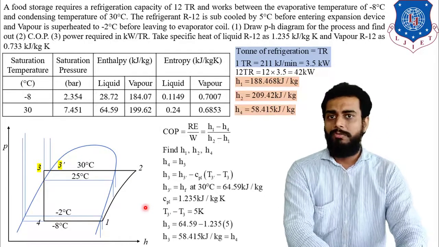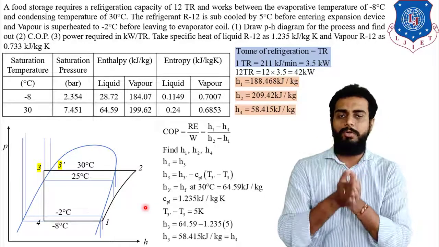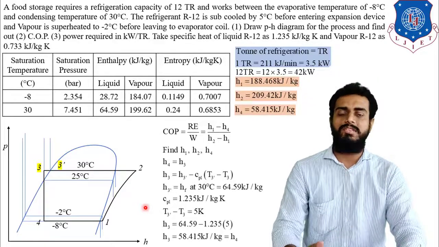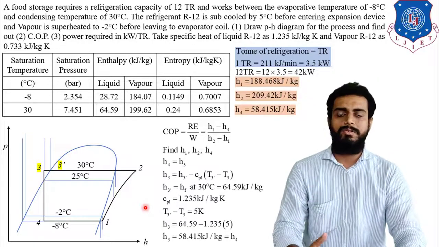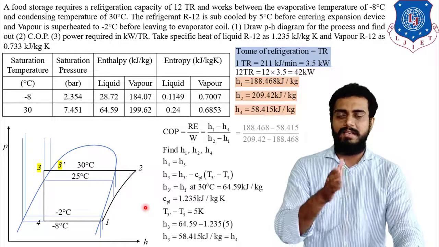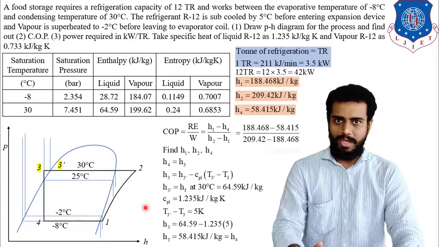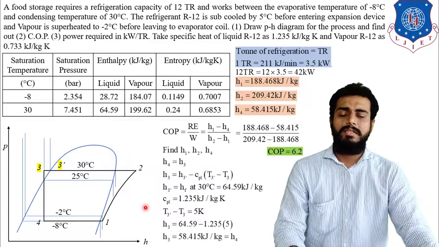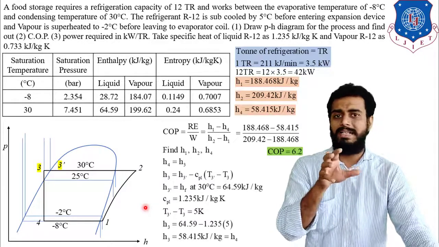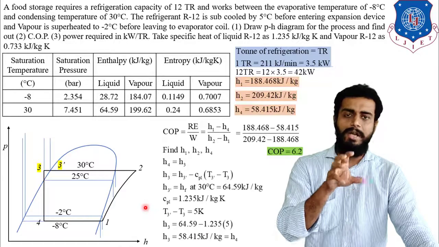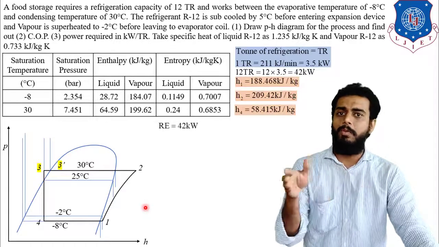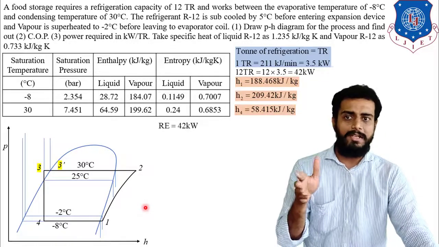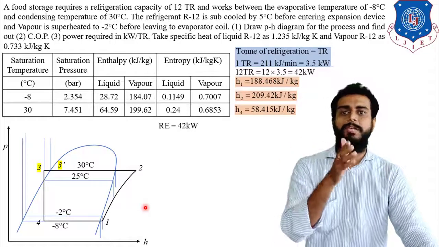Now we have all the values H3, H4, H1, H2. So let us find out the COP. Substitute all the values, and you will have the value of COP as 6.2. Okay students, now understand over here. The refrigeration effect is already given to us, that is 12 ton. And 12 ton of refrigeration is equivalent to how much? 42 kilowatt. So the refrigerating effect is ultimately given to us, that is 42 kilowatt.